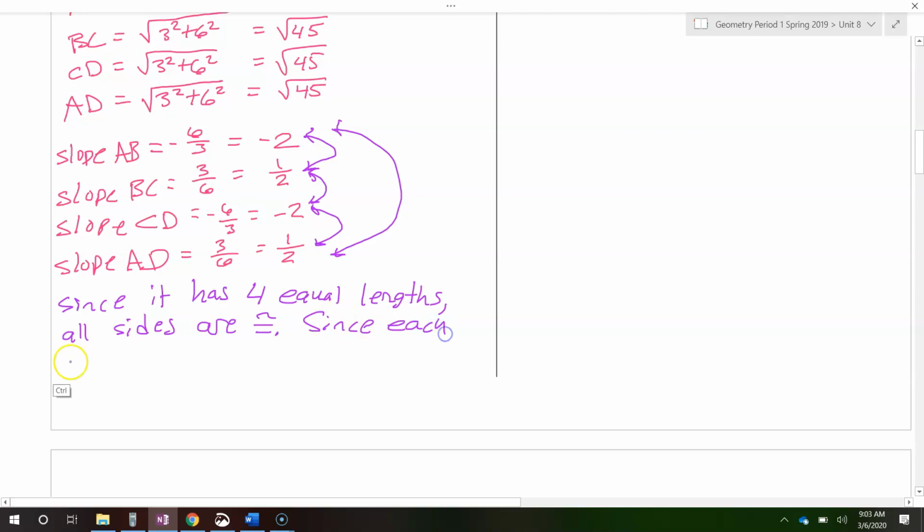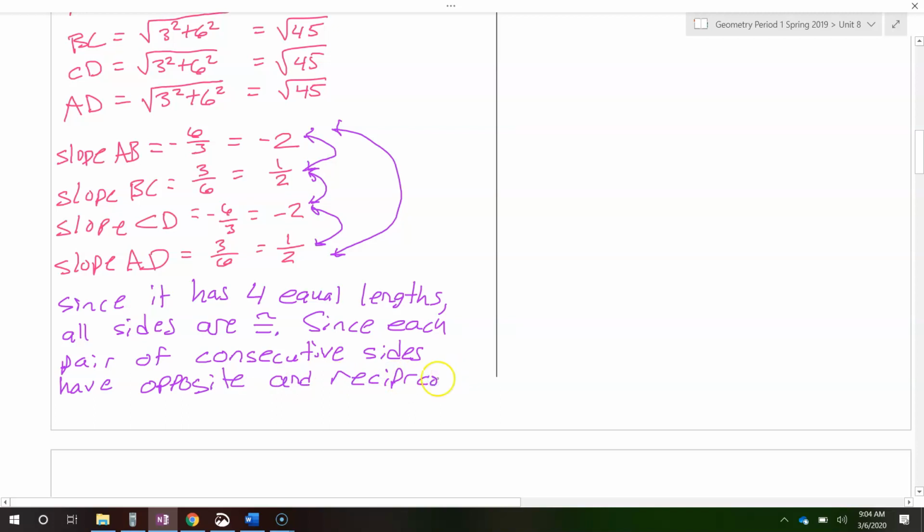Since each pair of consecutive sides have opposite and reciprocal slopes, there are 4 right angles. Therefore, this is a square.